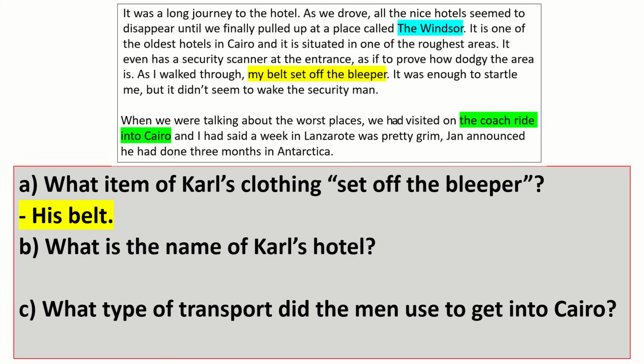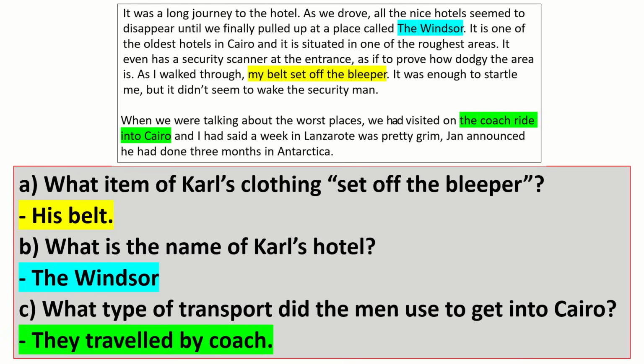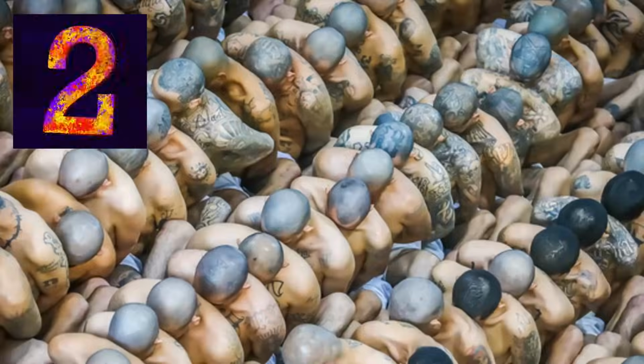A belt. What is the name of Carl's hotel? The Windsor. What type of transport did the men use to get into Cairo? They travel by coach.